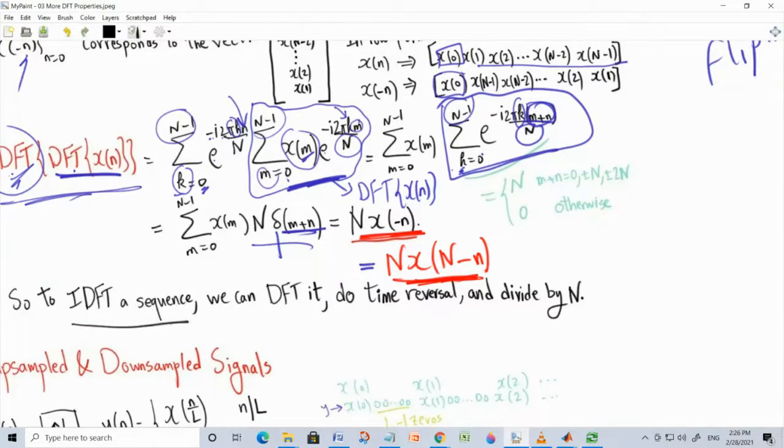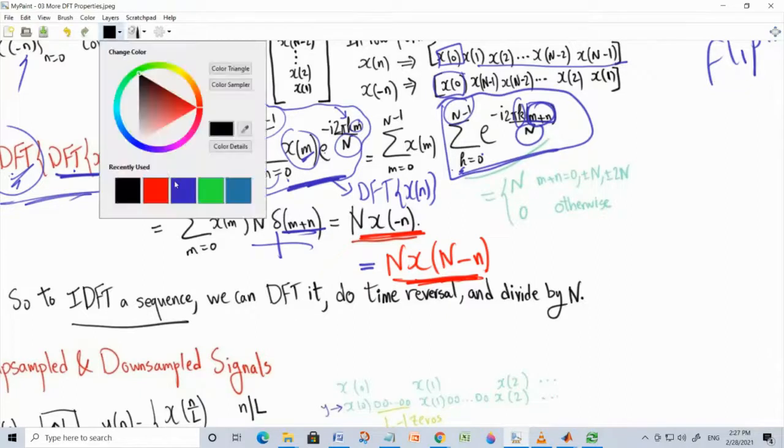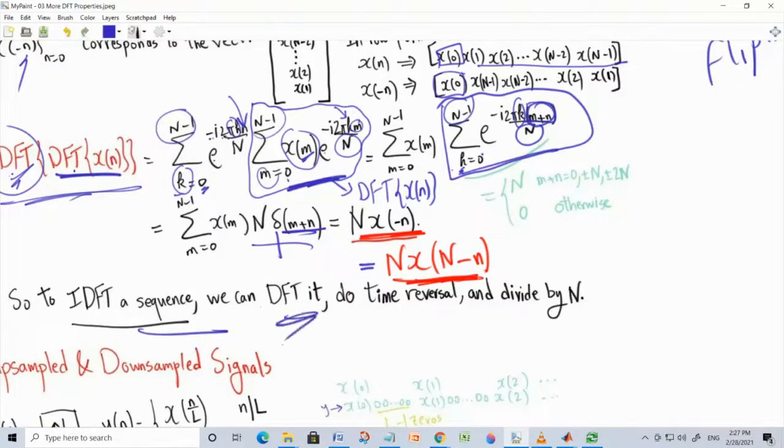So to IDFT a sequence, again suppose you just have hardware that computes the Fourier transform, not the inverse one. Do the DFT. Go for it. Don't hesitate. But then once you get your output, time reverse it.